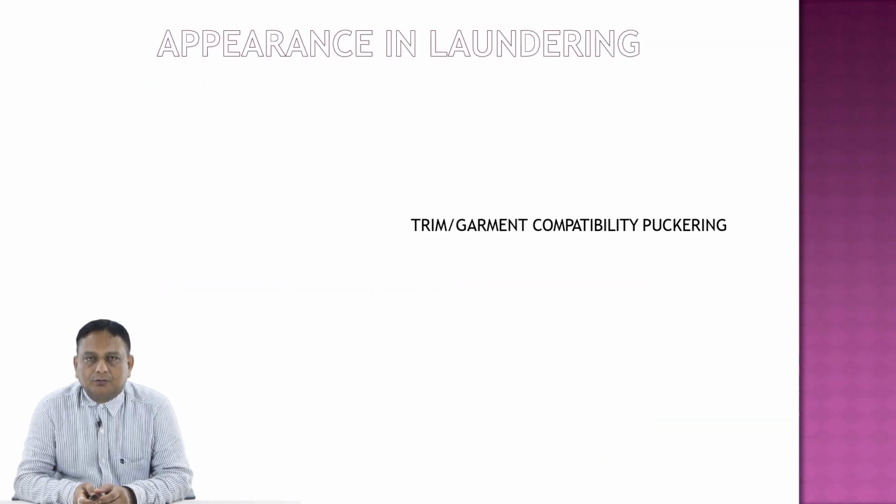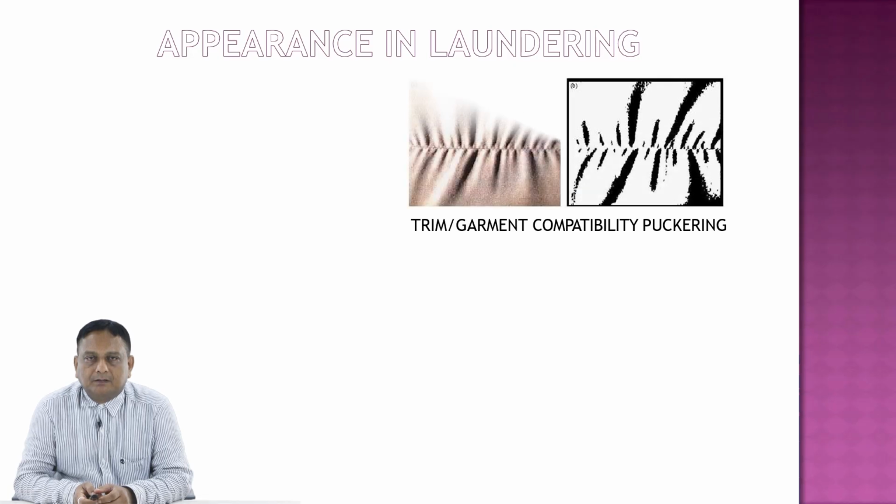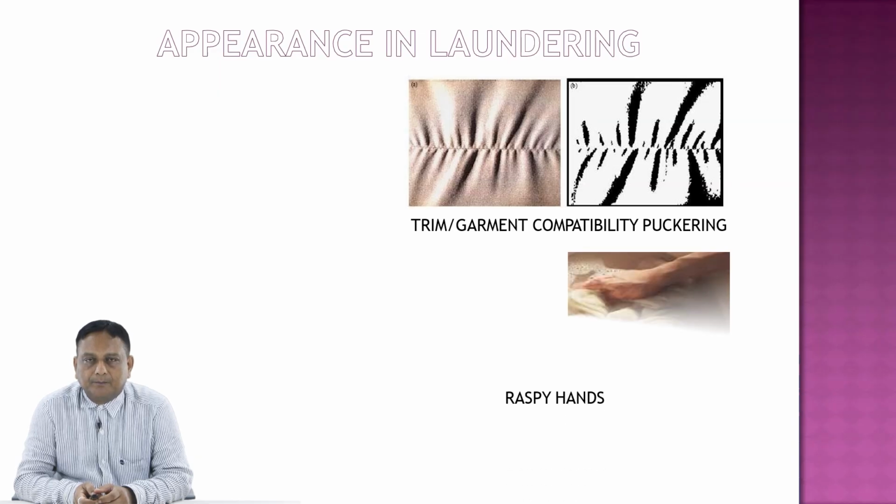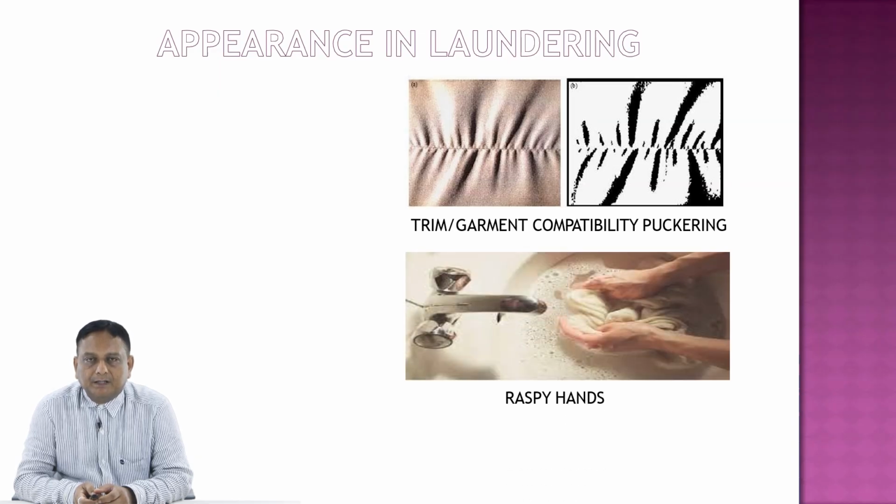Appearance in laundering also talks about different trims or compatibility of the garment, and the puckering is getting judged there. Hand is also getting judged after washing the garment. So all these things are covered under the appearance in laundering.